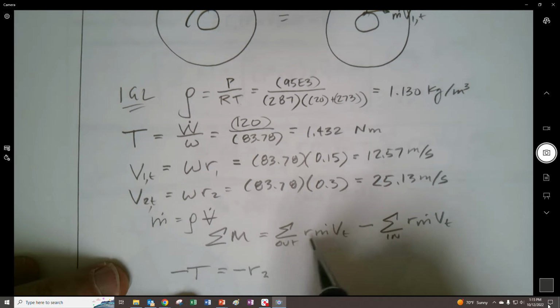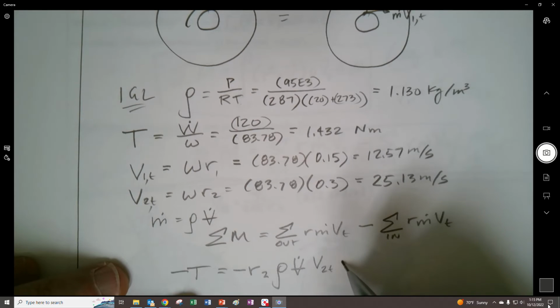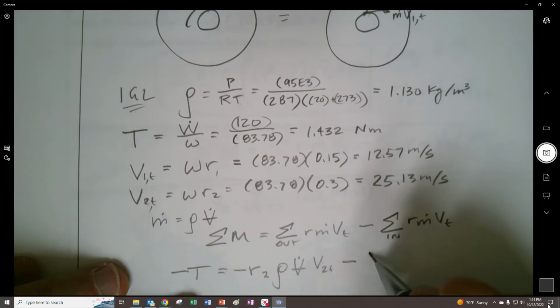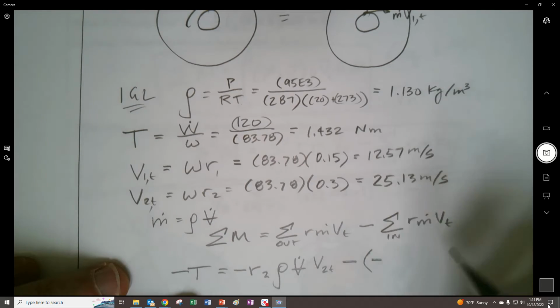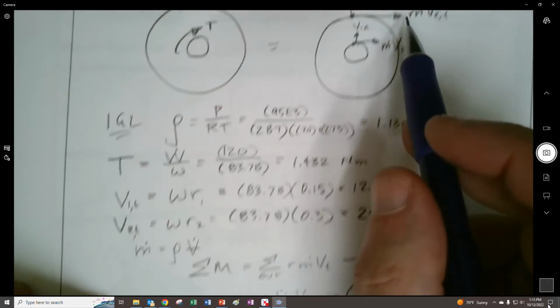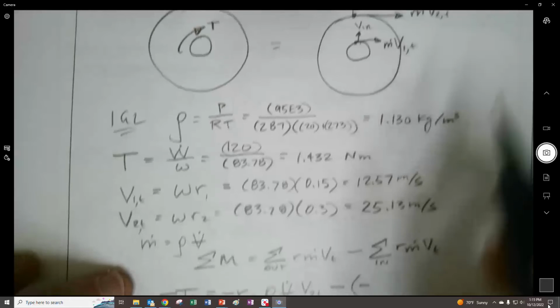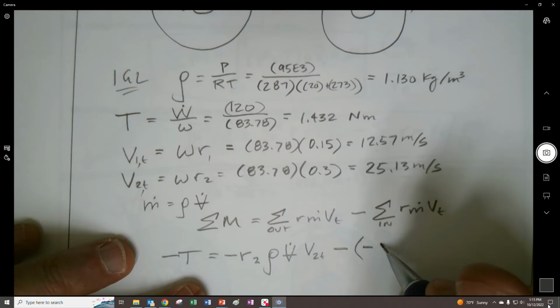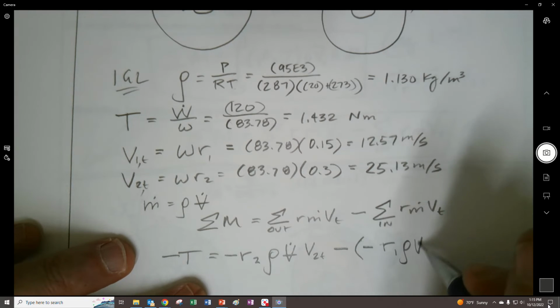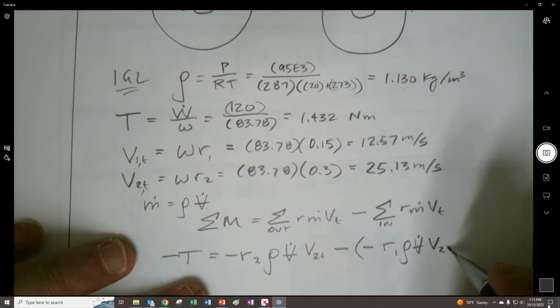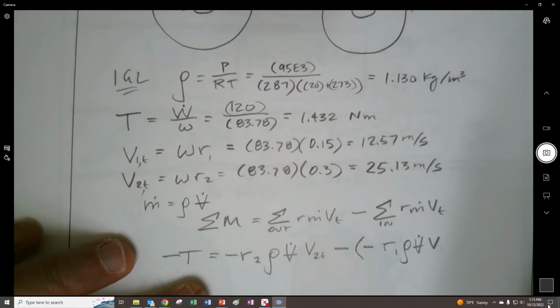R2, and the m dot is going to be density times the volume flow rate, times V2t, and I'm going to go minus, but now this also needs this minus, because this 2 is also going in the clockwise direction. I picked a minus here because it's the clockwise direction, and this is also minus, so it's minus minus. So we're going to have R1 times density times volume flow rate times V1t.